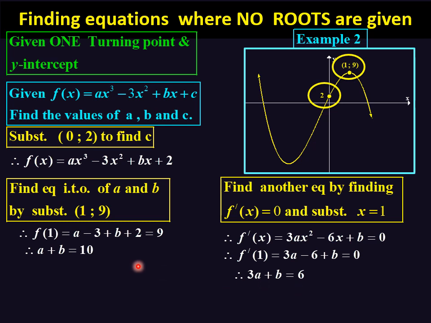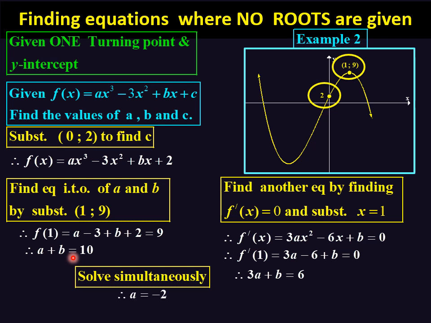Again, two unknowns, so I need two equations. Solve them simultaneously, whichever technique. What are the techniques again? Either substitution or elimination, or just use your calculator. a equal to negative 2 and b equal to 12 are the two values, and once you have the values you can write down the equation there.